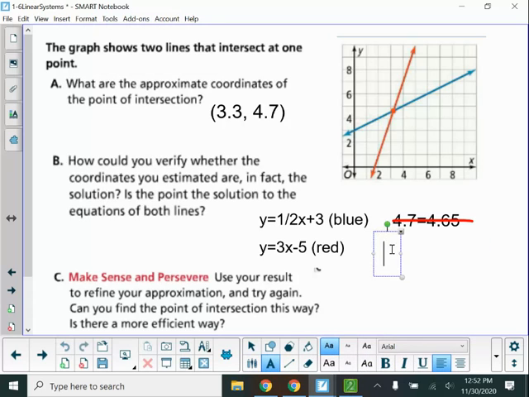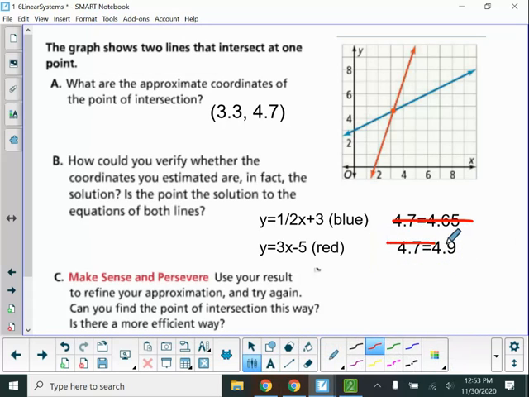If I plug into the other one, again, I'd have 4.7 equals, and I do 3 times my 3.3. So 3 times 3.3 is going to be 9.9 minus 5. That gives me 4.9. So again, that one does not work either. I know I'm close, but I'm not actually where I'm supposed to be.